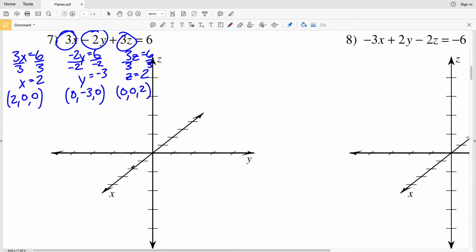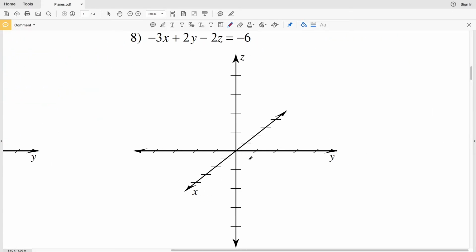2, 0, 0 is 2 forward, 0 right or left, and 0 up or down. 0, negative 3, 0, 0 forward or back, negative 3, so 3 to the left, and 0 up or down. That y-intercept. And then lastly, our z-intercept, which is going to fall on that z-axis, 0, 0, and positive 2. So now we'll connect each of those intercepts with a line and shade in that plane. And that's our solution in number 7.